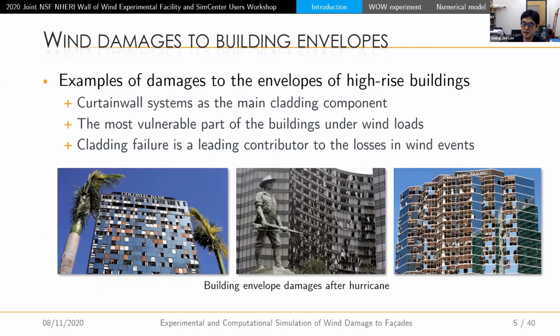All right, many high-rise buildings use curtain wall systems as the main cladding component. These cladding components remain the most vulnerable part of the buildings under wind loads. As you can see in these photos, wind damage is often done to building envelopes in extreme winds, although the structure survived. This type of cladding failure is a leading contributor to astronomical economic losses in wind events, often estimated at more than $30 billion per year in the United States.